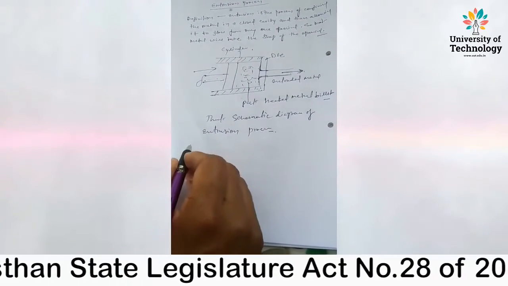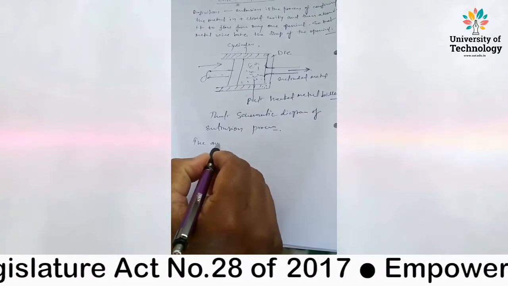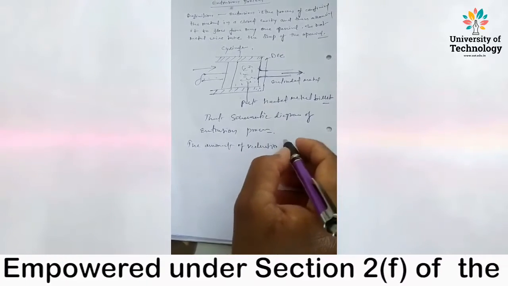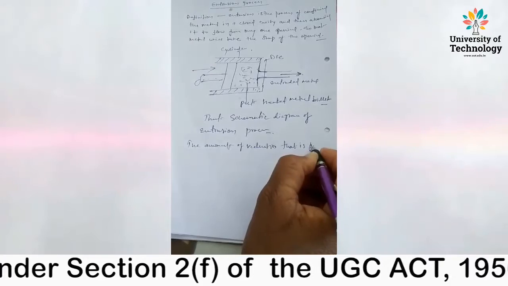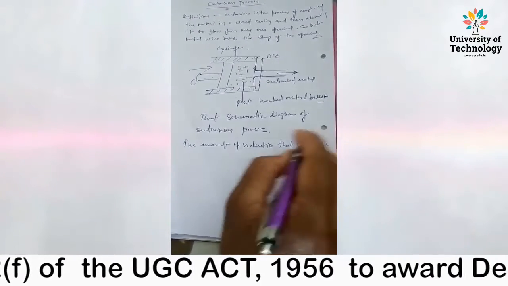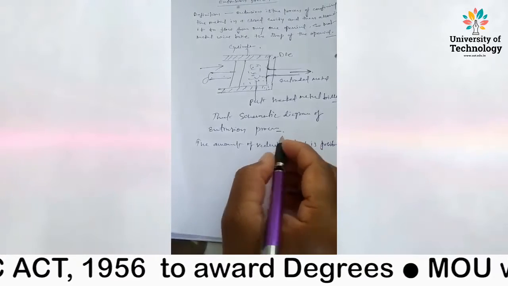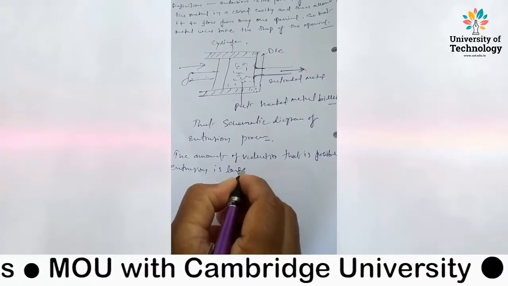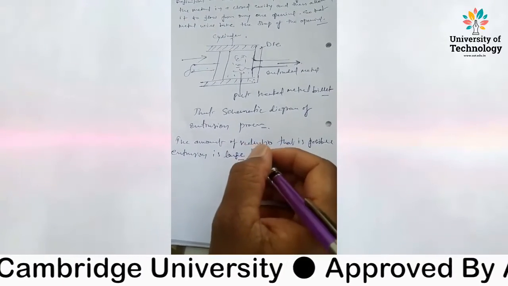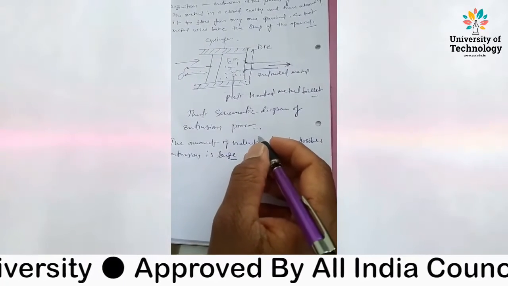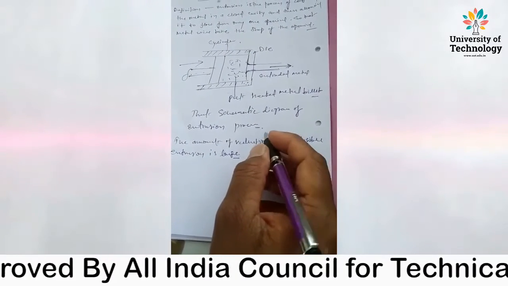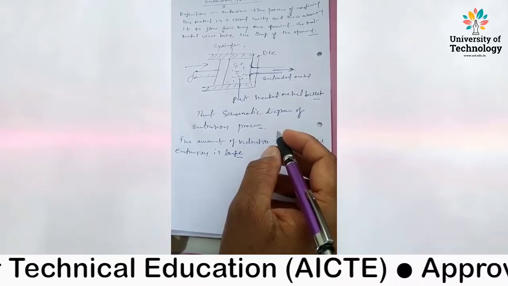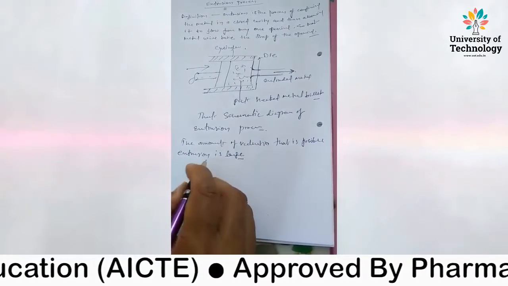The amount of reduction that is possible in extrusion is large. Generally, brittle materials can also be very easily extruded. It is possible to produce sharp corners and re-entrant angles in this extrusion process.